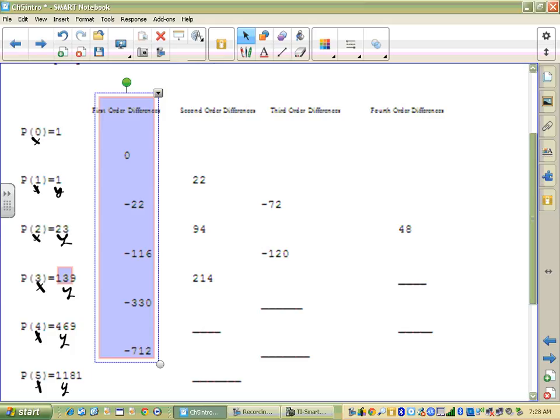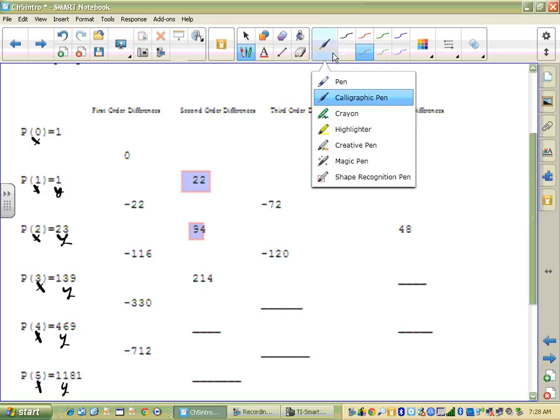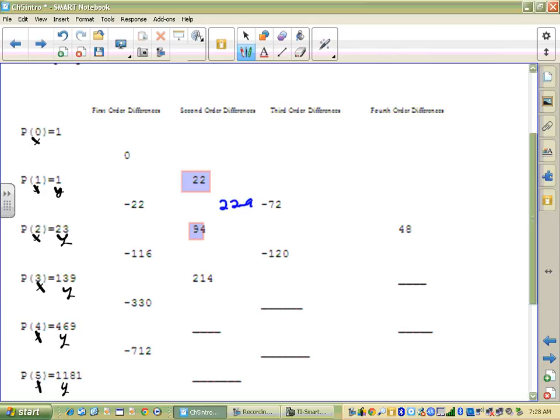Okay. So what we do next then, same idea, subtract. So now we start with 22 and take away from 22, 94. Okay. So 22 minus 94 is where the negative 72 comes from. And 94, take away 214 is where the negative 120 comes from.